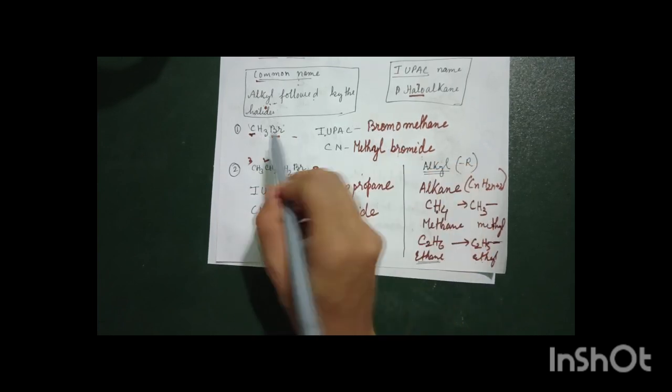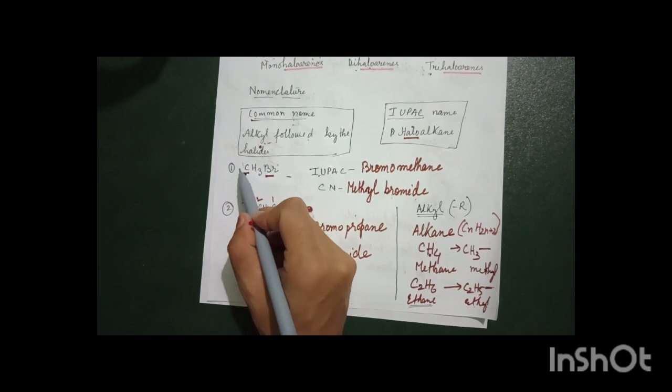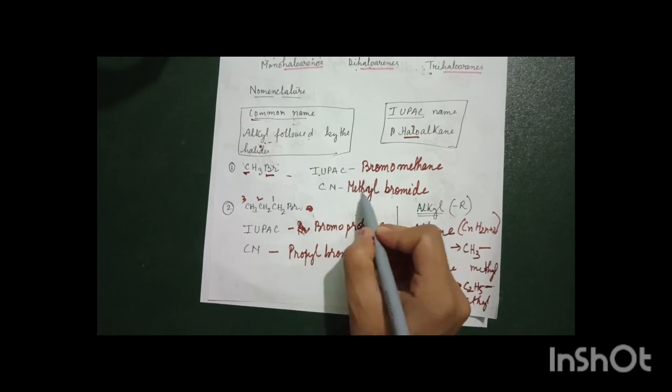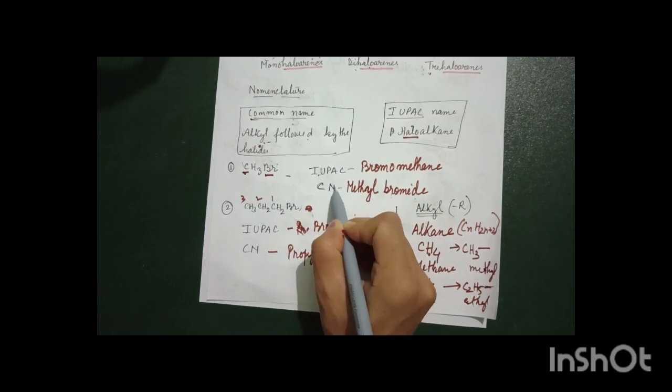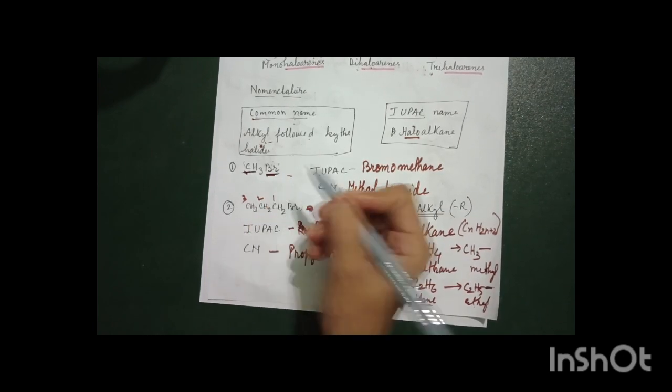Now let us try to name the common name of CH3Br. When we go for the common name, we always start with the alkyl. So this is your alkyl. What is the name of this alkyl? Only one carbon, so it is called methyl. Then followed by halide. This halide is bromide.